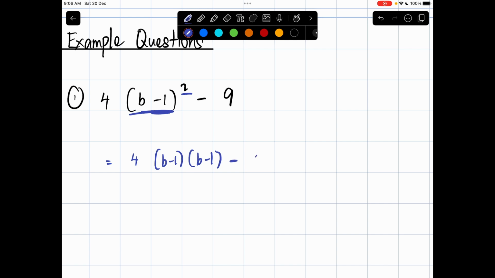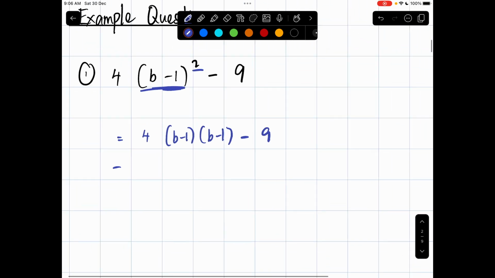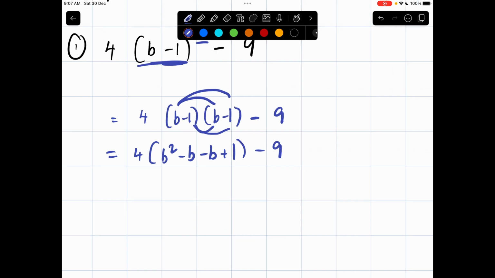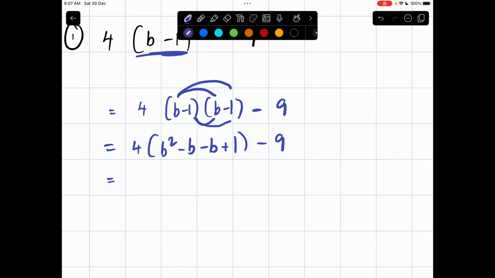Just (b minus 1)(b minus 1), and then minus 9. Here, it's better to take care of these brackets, multiplying them first before going to the number 4. So (b minus 1)(b minus 1), one by one. b times b, you will get b squared. b times negative 1, we will get negative b. Negative 1 times b, we will have negative b. And negative 1 times negative 1, we will get positive 1. And minus 9.